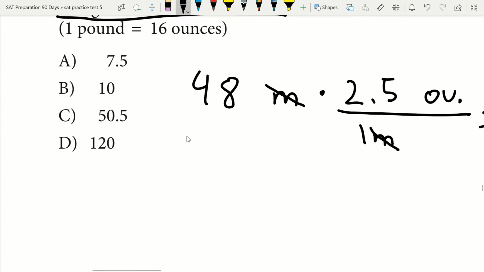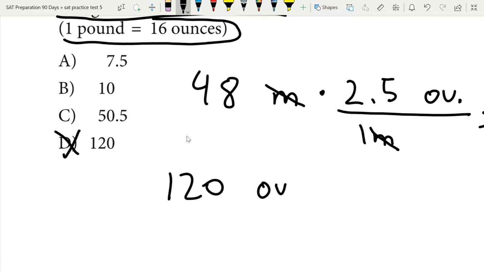Now we take that 120 ounces because we have to answer in pounds, okay? D is incorrect because we have to answer in pounds. So we have 120 ounces. Now we're told that 1 pound is equal to 16 ounces.